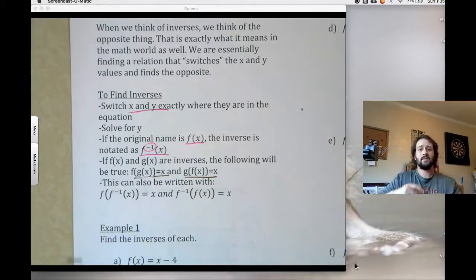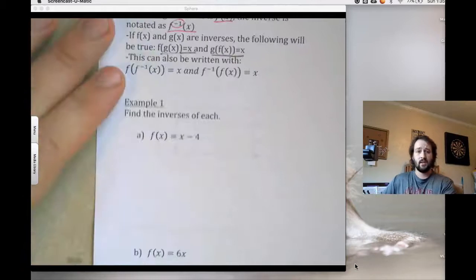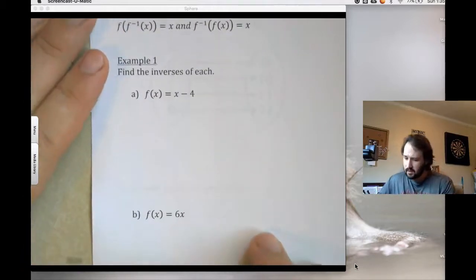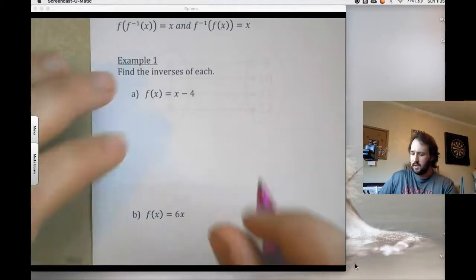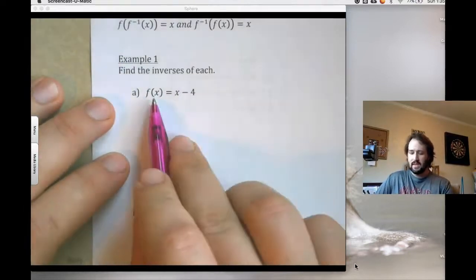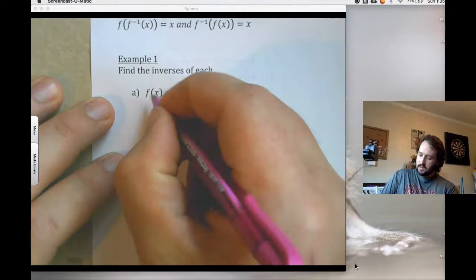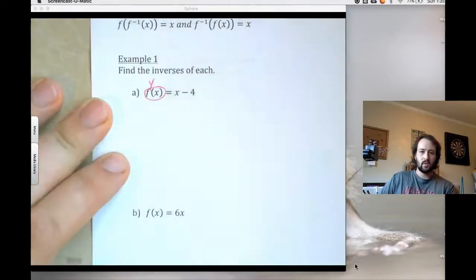All right, so now let's get into actually finding the inverse functions. I think we're going to graph some inverses in a minute. So find the inverses of each. Notice, this says f of x. Don't forget f of x really means y.